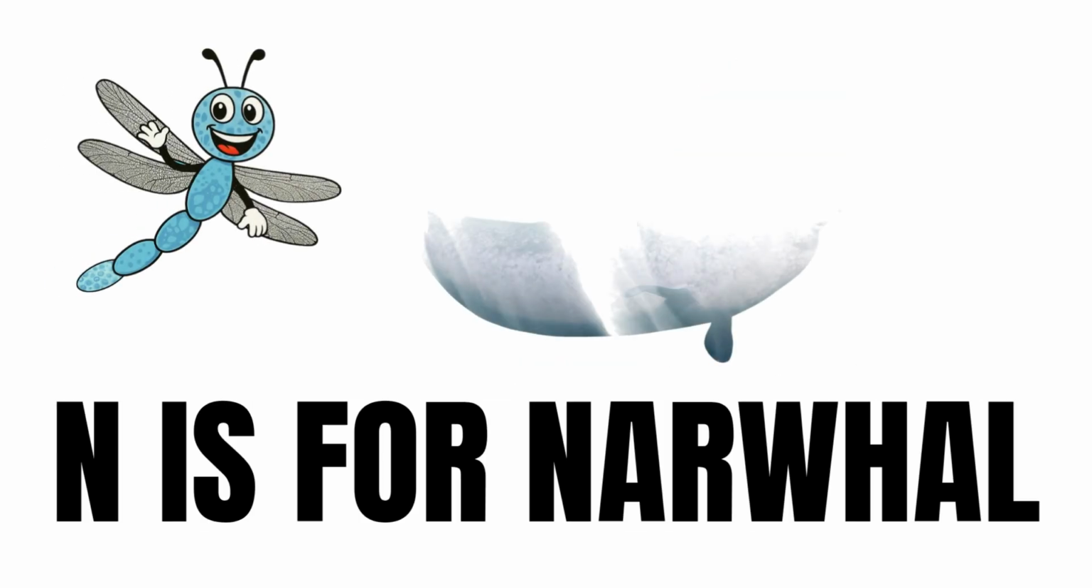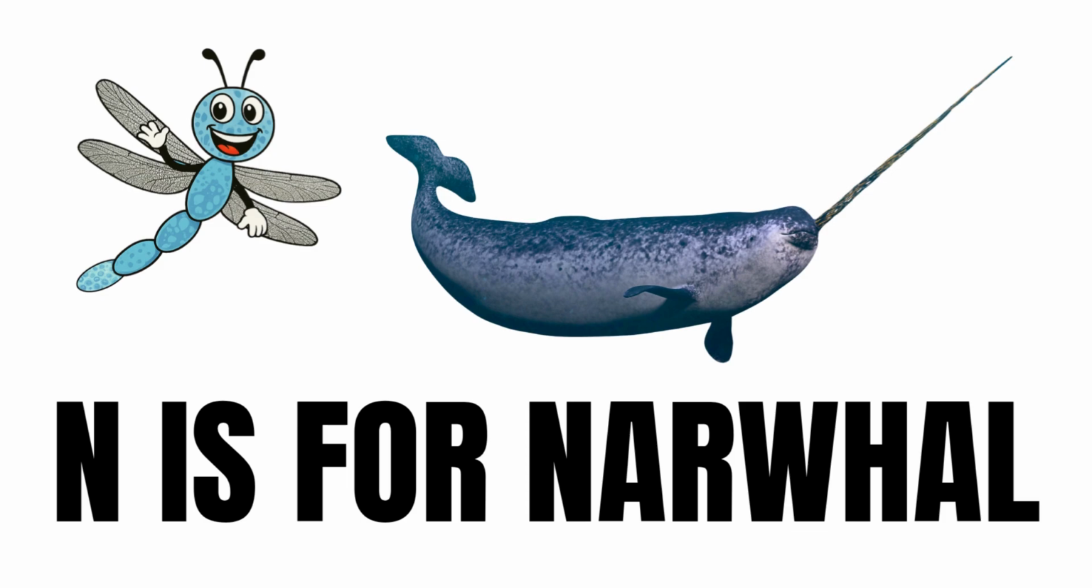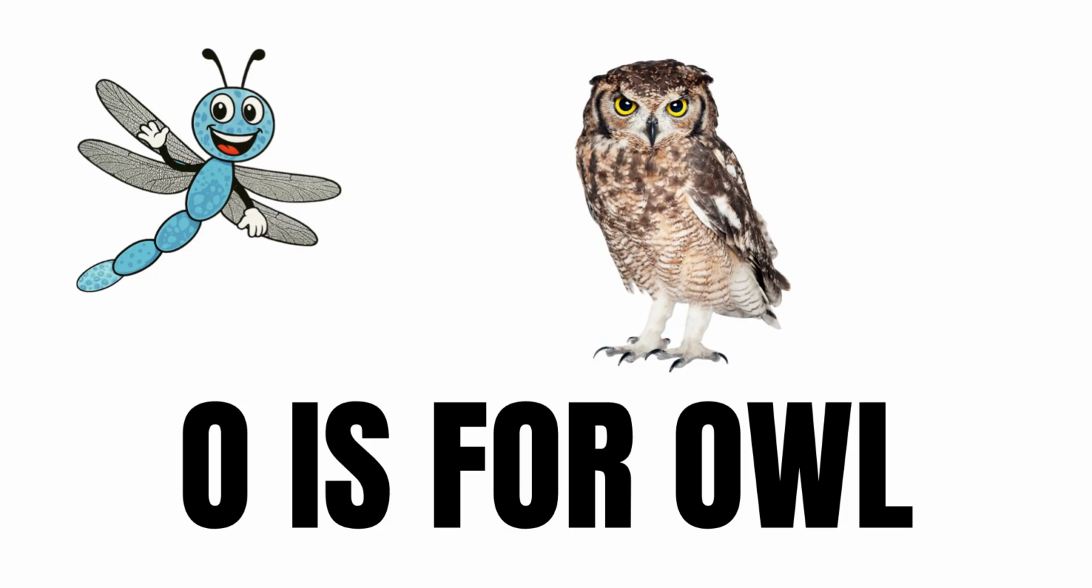N is for narwhal. Where is narwhal? Where is narwhal? Give him a swimmity swim splash splash. There he is, there he is. O is for owl. Where is owl? Where is owl? Give her a hootity hoot hoo hoo. There he is, there he is.